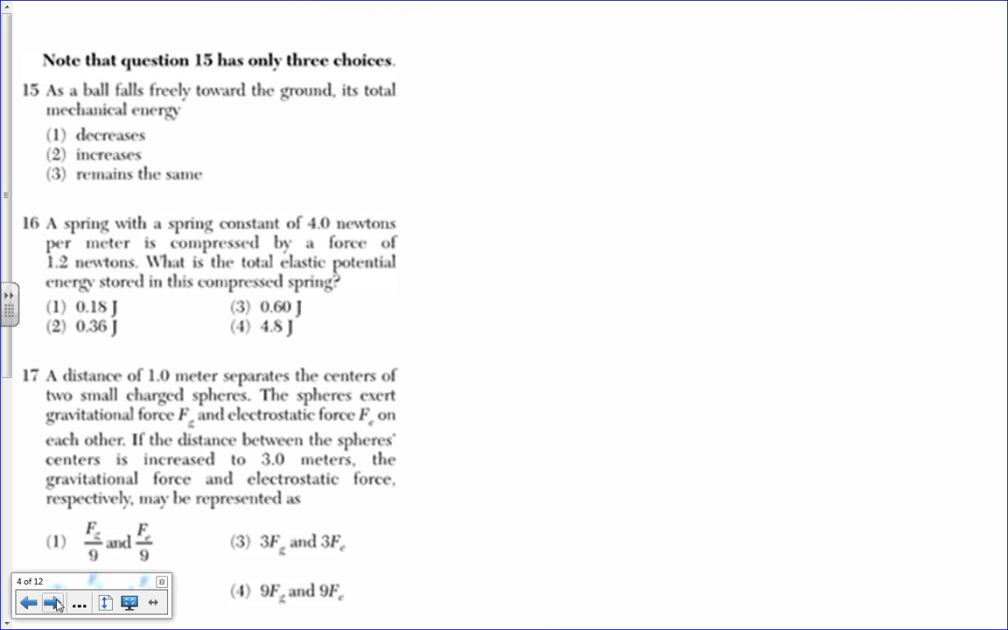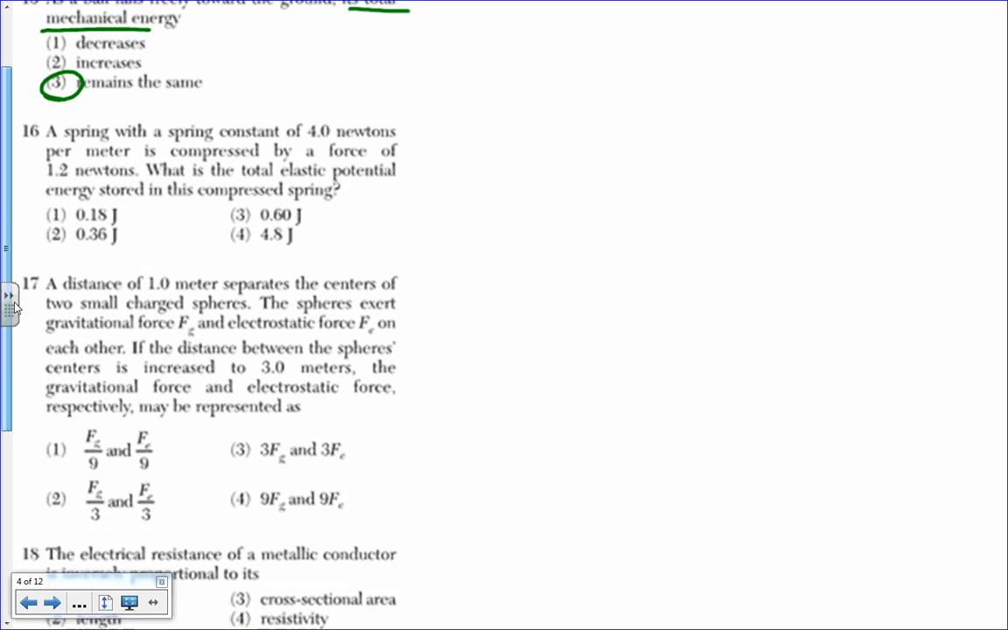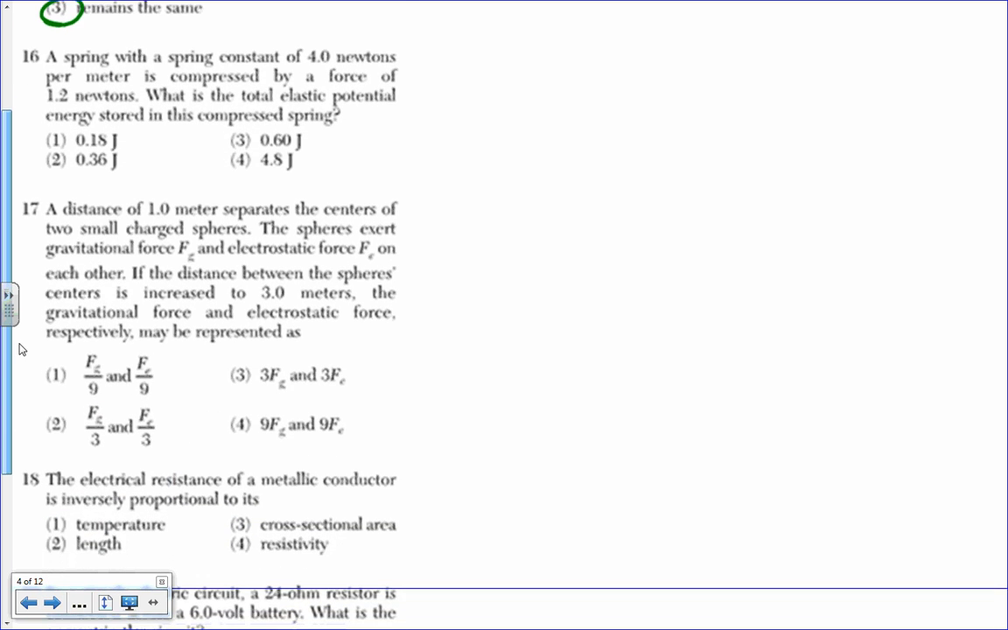Number 15, as a ball falls freely towards the ground, its total mechanical energy. Well, we know that total mechanical energy, this is the idea of being conserved, is that it always remains the same. Never increases, never decreases. So that's the definition of total mechanical energy.